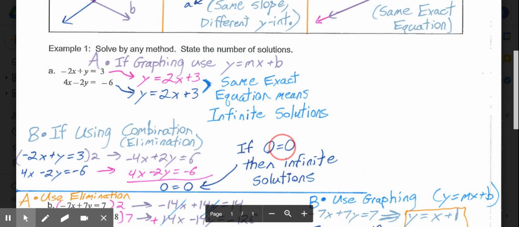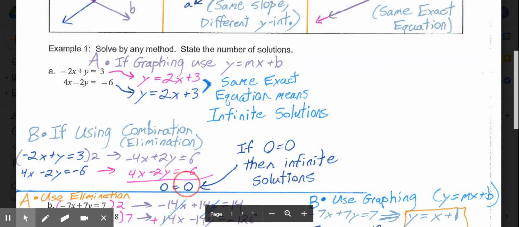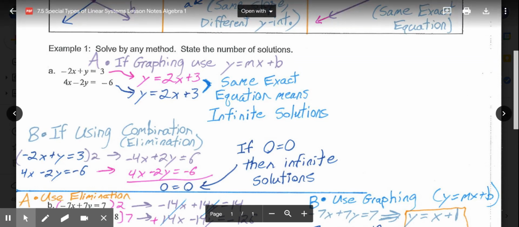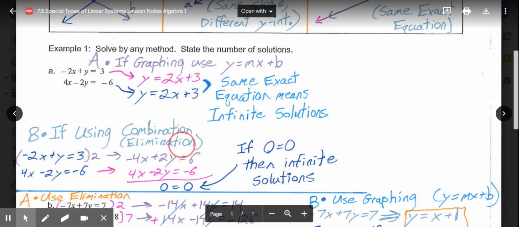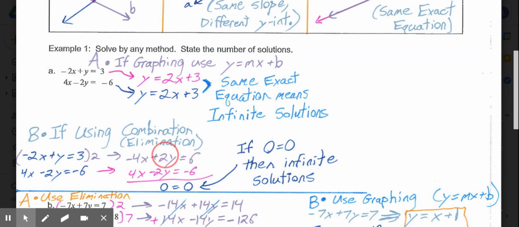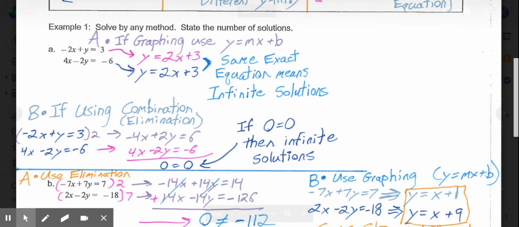If all we have is 0 equals 0, both variables cancel, and the equation is true, meaning 0 is 0, then we have infinite solutions. If this ended up with 7 equals 7, infinite solutions. Something equals itself tells us infinite solutions. So if it's an infinite solution combination problem, your x's and y's should both cancel. Then the final equation needs to be true.